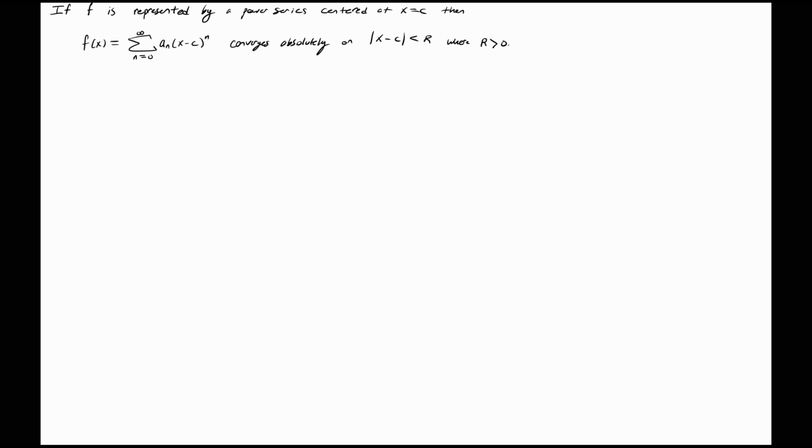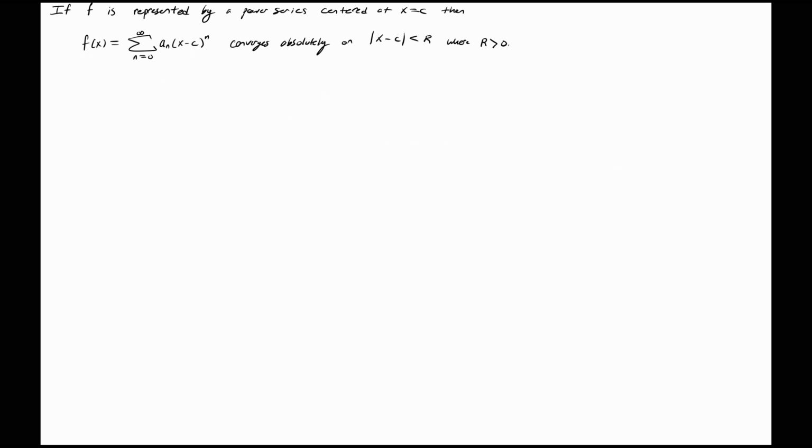So our goal here is, if we're assuming that this function can be represented by a power series, how do we write down this power series? In other words, how do we figure out these coefficients a sub n? Because a power series is uniquely determined by its center and these coefficients. That's what determines the power series. So we want to determine what a sub n is.